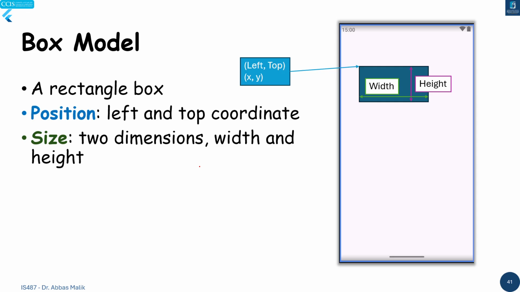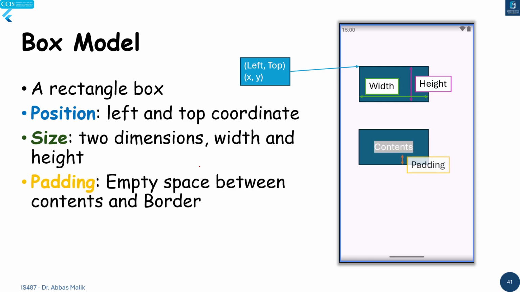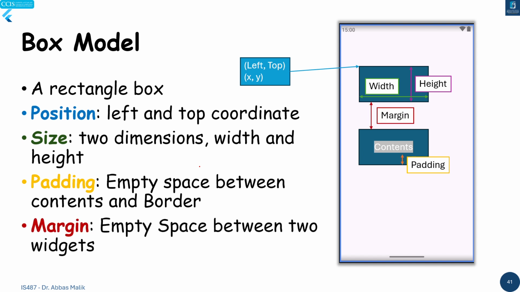So now coming to that, we have the position, which is the top left corner, and then we have a size, which is the height and width of that box. And then we have the padding. Padding is more like the contents, the things which are inside that box or that widget. That is called the content or the child. And the empty space between the border of that widget or box and the content is called padding. And if we talk about the space between two widgets or two widget boxes, then it's called the margin.